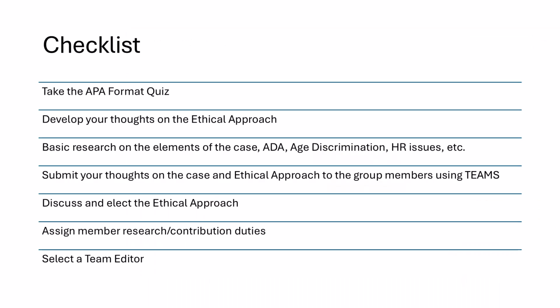All right, let's finish up with a checklist. Take the APA format quiz. You need to develop your thoughts on the ethical approach. Start some basic research on the elements of the case, such as the ADA, age discrimination, HR, etc. Submit your thoughts on the case and ethical approach to the group members using Teams. Discuss and elect the ethical approach you're going to use. Assign member research contribution duties and select a team editor.